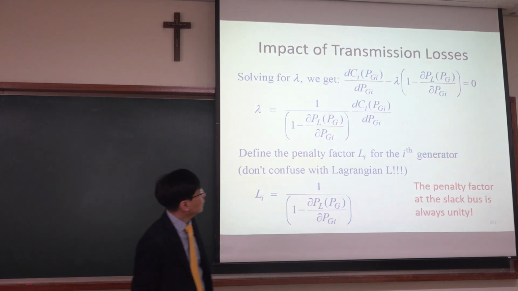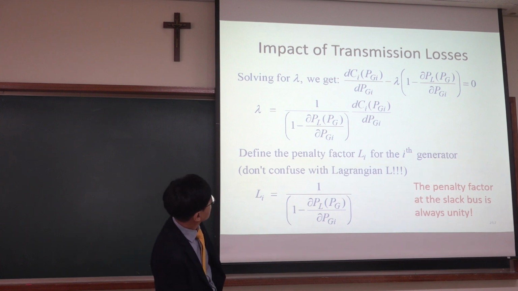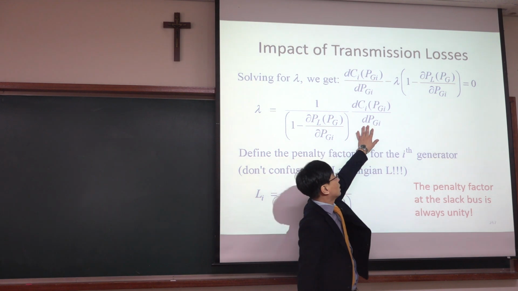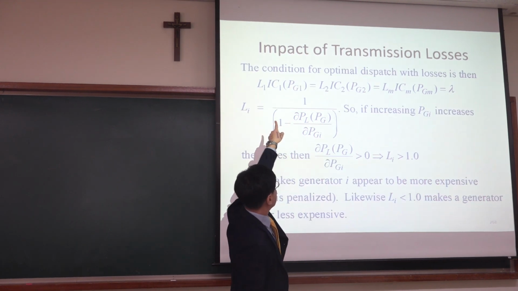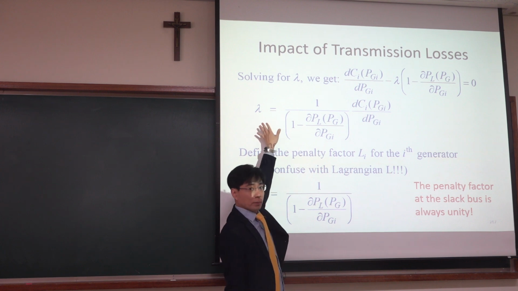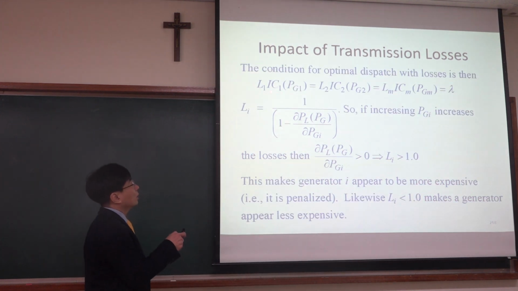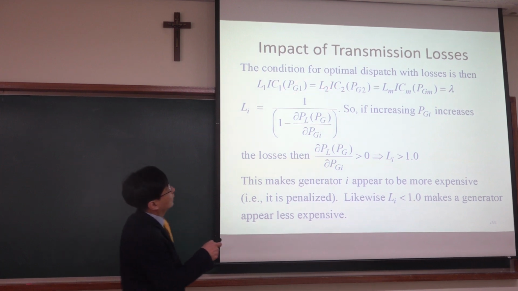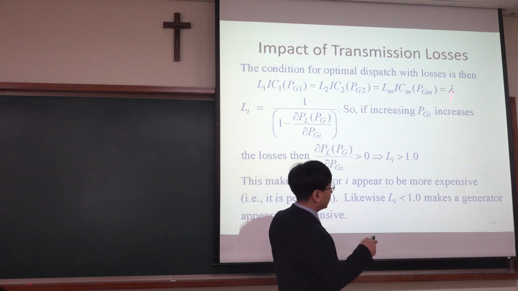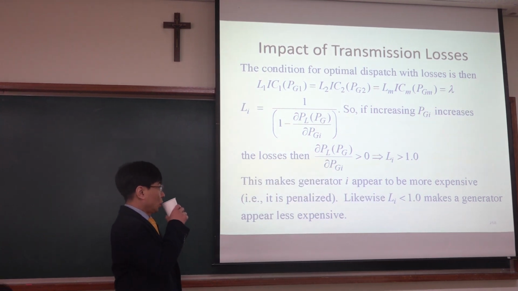Okay. So, well, yeah, marginal cost or incremental cost times this Li, and they are all the same. They are all equal to lambda. Okay, so that is this one: L1 IC1 PG1 equals Li ICi PGi, dot dot dot, and that is equal to lambda.